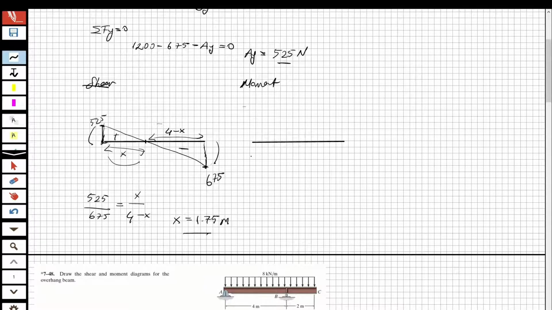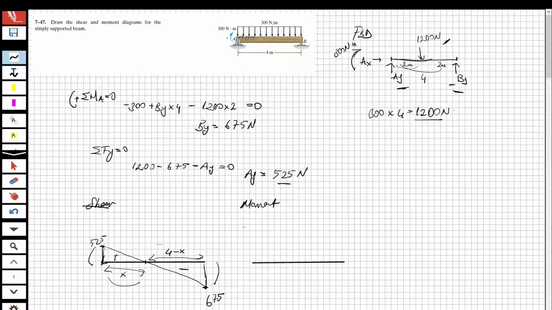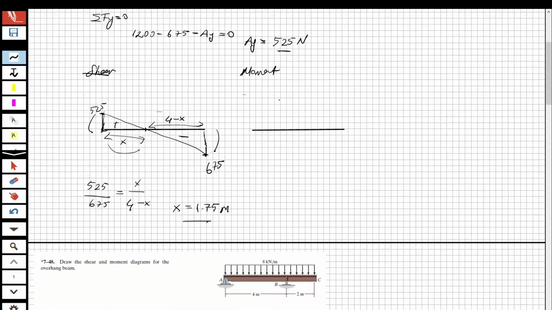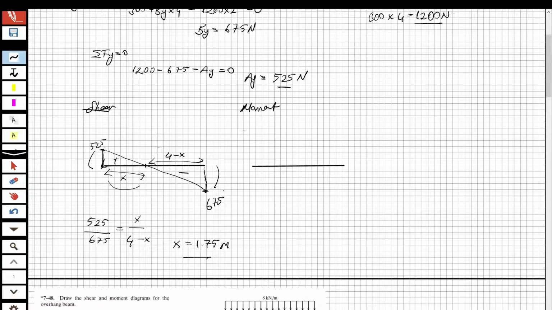Now we obtained x, so we can determine the maximum point of the moment, okay? So I have a moment here. Look at this question. I have a moment here as 300 Newton. So I'm going to start here at 300. This is 300, for example, Newton moment. And I'm going to increase by this amount of area.